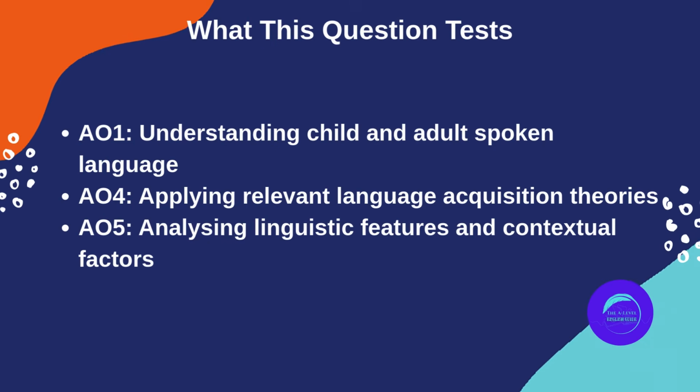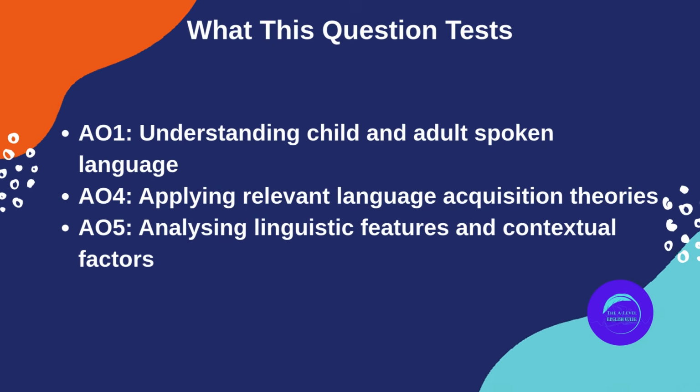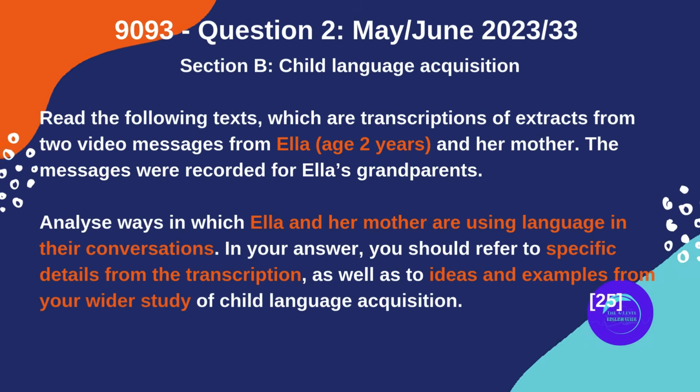If you haven't downloaded the paper yet, pause this video and find the Cambridge 9093/33/M/J/23 exam online. We're looking at question 2 in section B. Got it? Great. Let's dive in.